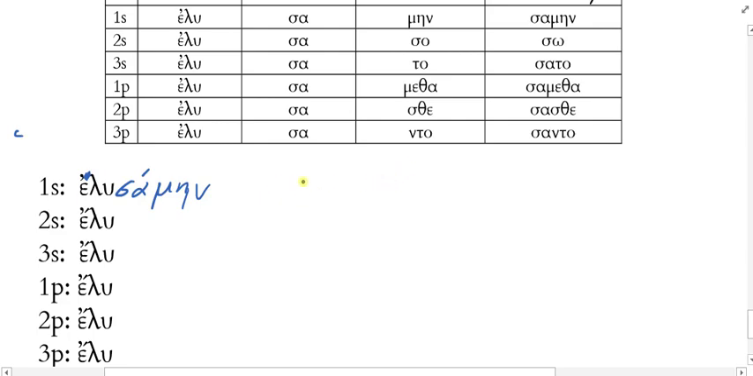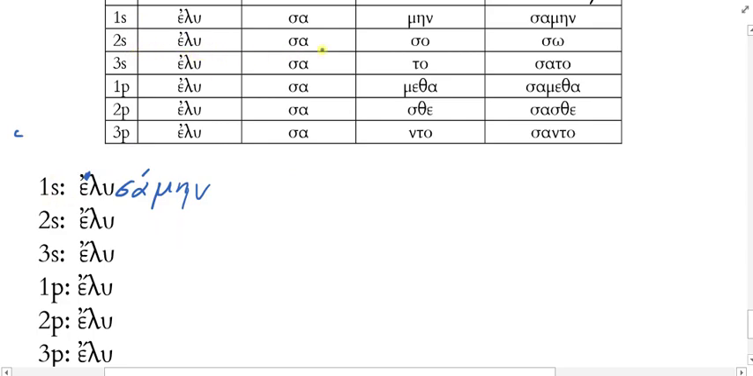I don't really like that, but it's really hard to know how to generically translate a middle voice verb without the verb and its context. So some people would translate this as something like, I loosed for myself. All right? I loosed for myself. Okay, let's take a look at the second singular.